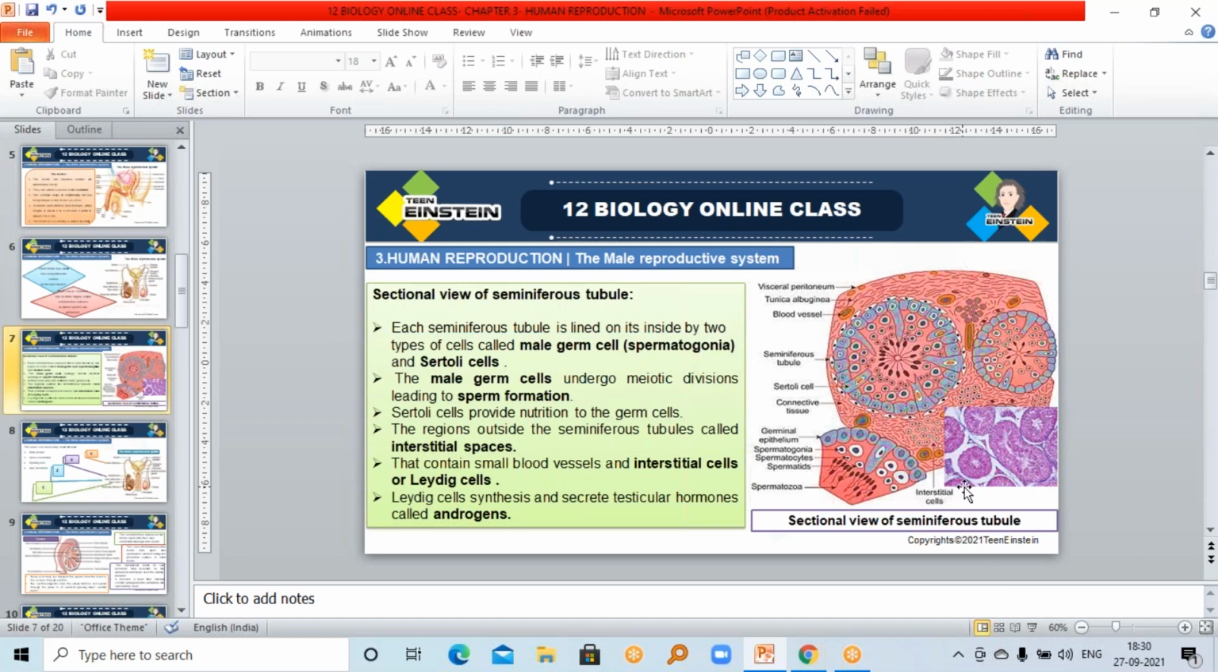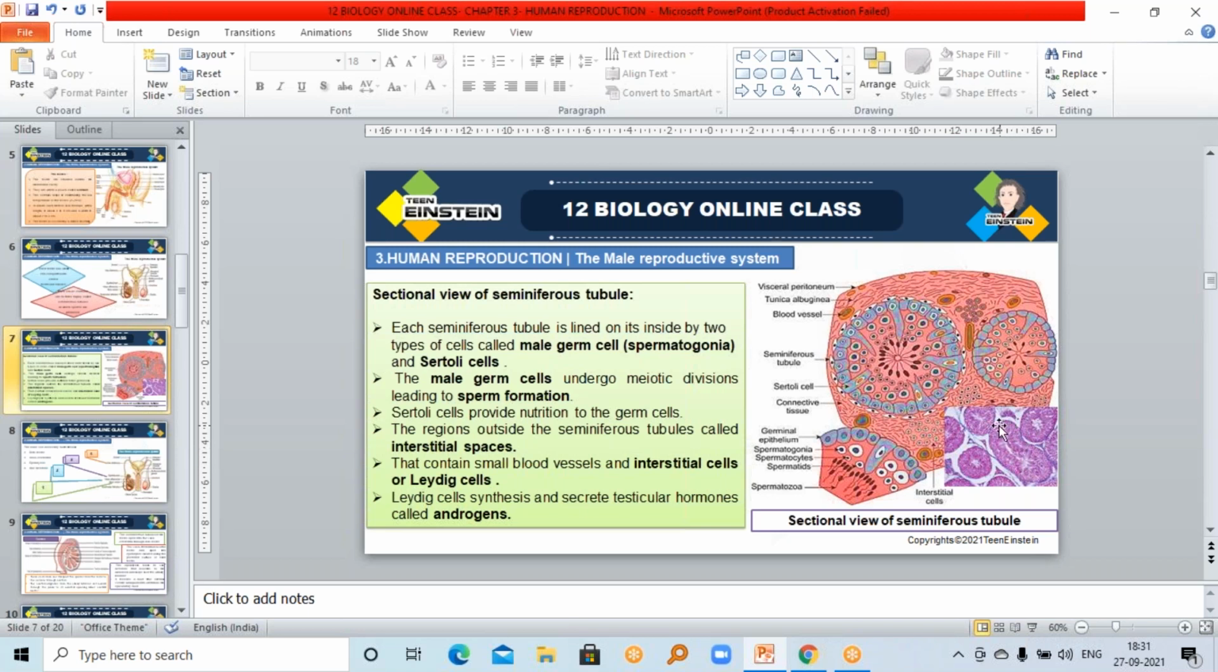Okay, this is just to show the sectional view of the seminiferous tubule. This diagram is very important. You need to draw and learn all these things. This is there for your practical exam, right? To identify the slide. They'll keep the slide under the microscope, and you have to identify which it is and write the reason. With reason you have to identify, right?